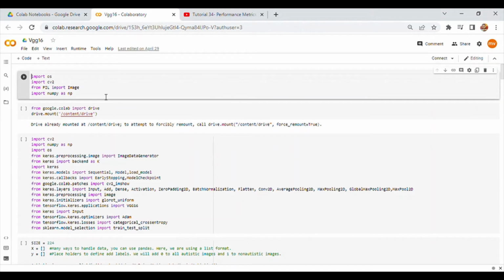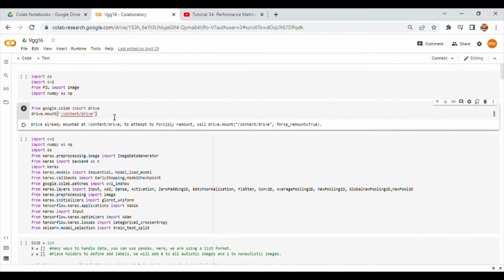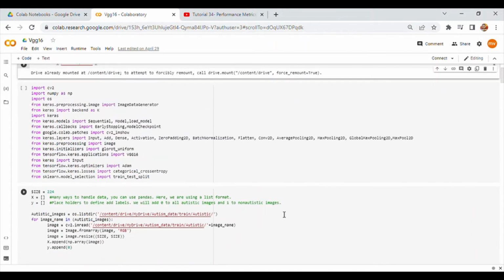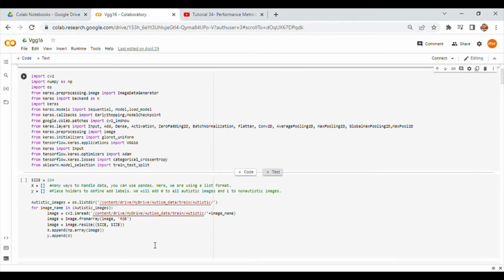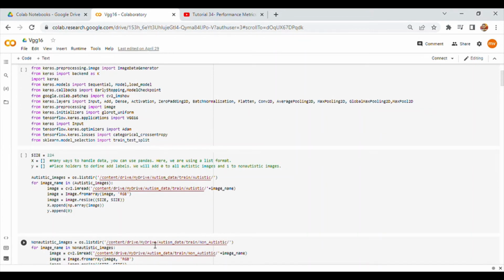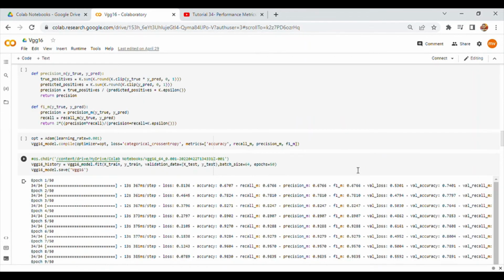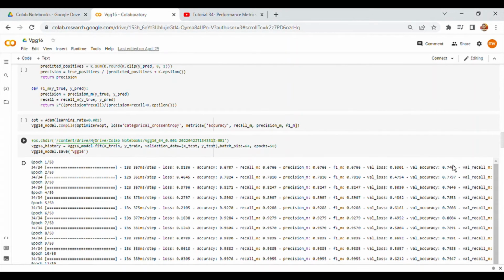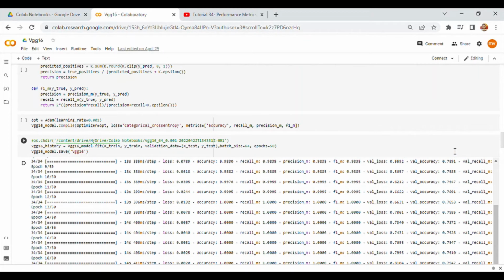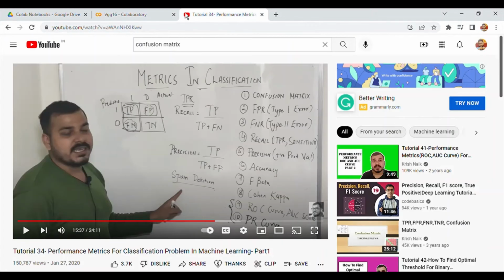First, as usual, we have imported the required libraries, and we also mounted the Google Drive. Then we imported the libraries required to implement the VGG16 architecture. Then we set the size to 224 by 224. That should be fixed for the VGG16 architecture, and then we load the images. After that, we call the predefined VGG16 model and feed the training data into it. Here I am giving 50 epochs. I have done this for 10 epochs and 20 epochs, but 50 epochs gives the best results.